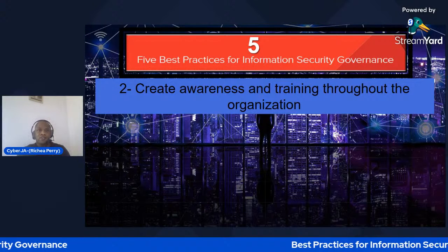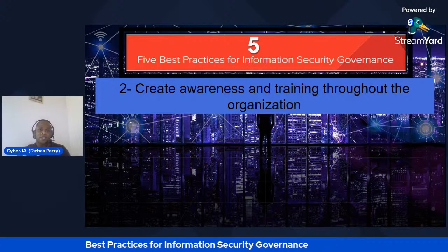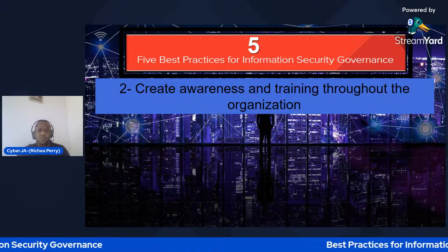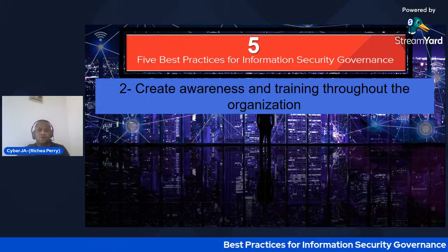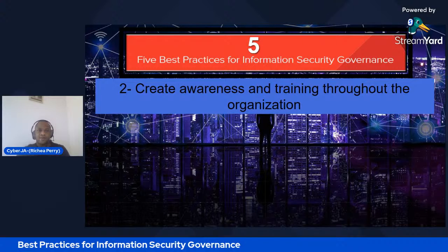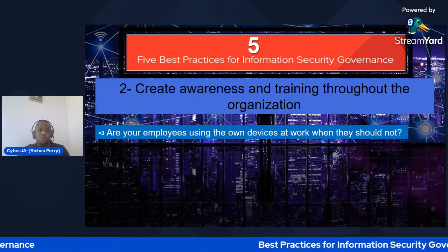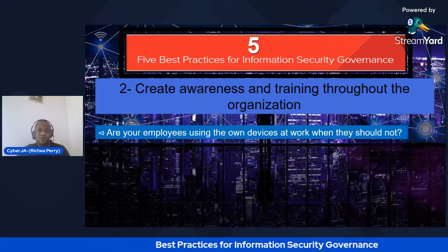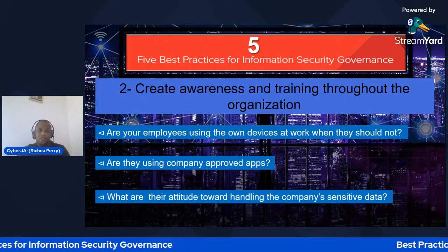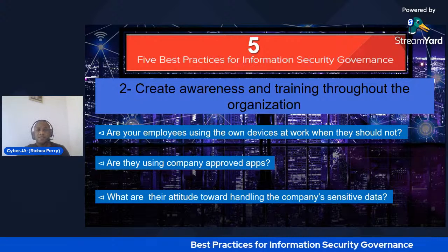So continuous adherence to security governance requires awareness, education, and training for all involved in this process. And bear in mind that security is not just a concern for IT, it's everyone's responsibility. And there are some questions that you need to bear in mind as it relates to creating that awareness. Are your employees using their own devices at work when they should not? Are they using company approved apps? What is their attitude toward handling the company's sensitive data?